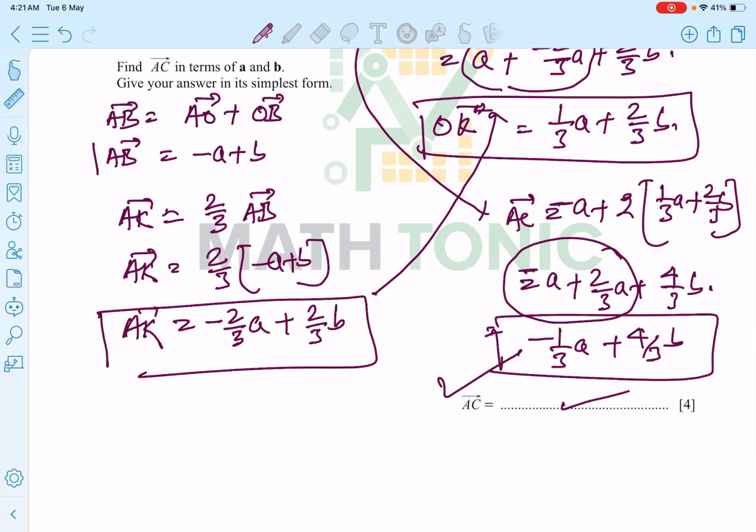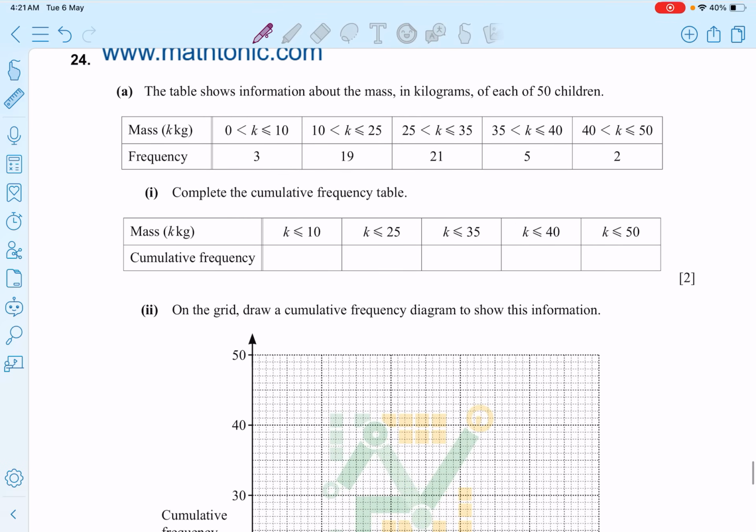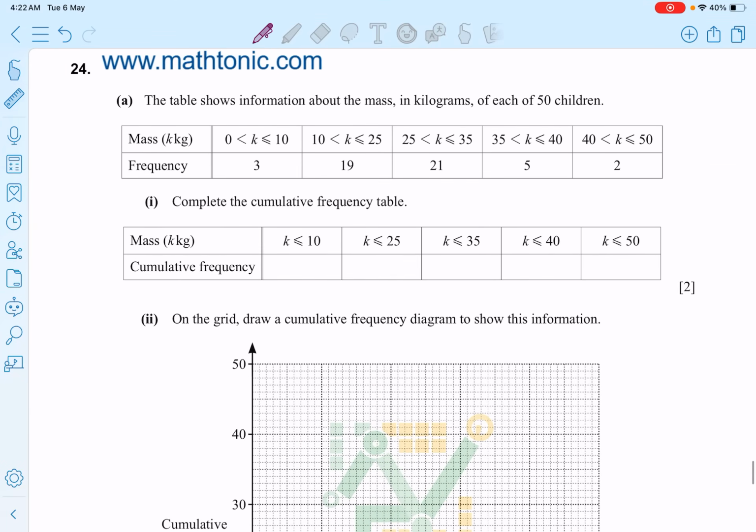Got it, everyone, clearly? Okay, next question is about cumulative frequency, which is easy. Remember, 0 to 10 is given 3. So please write down the first frequency. CF, cumulative frequency, will be 3. Second will be 3 plus 19, that equals 22. Third will be 22 plus 21, that becomes 43. Okay, and 43 plus 5 becomes 48, and 48 plus 2 becomes 50.